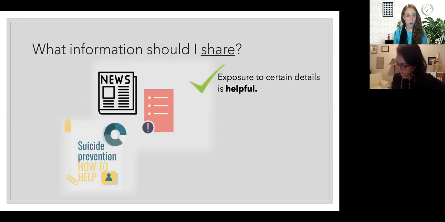So now we'll think about what information should you share. Exposure to certain details can be helpful. I know this gets at some of the questions that some of you have been bringing up. So this is our best attempt to summarize for you what is likely to be most helpful and some of the best content that you can actually positively focus on in your reporting.